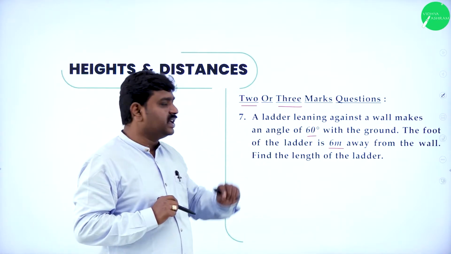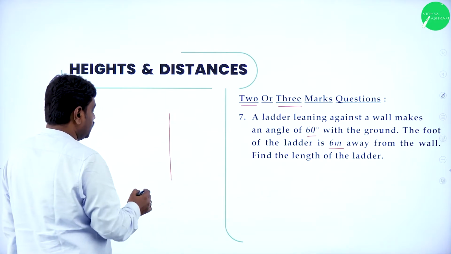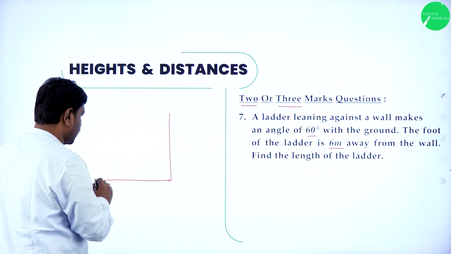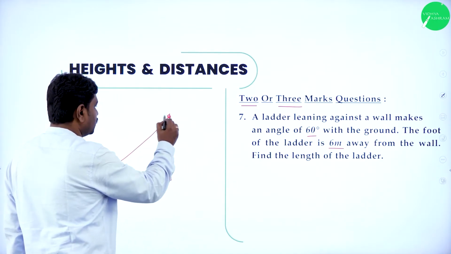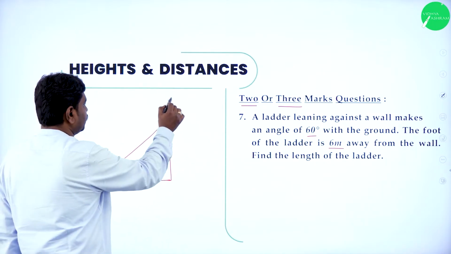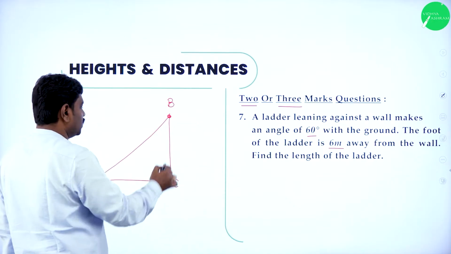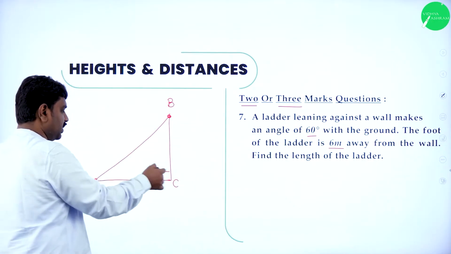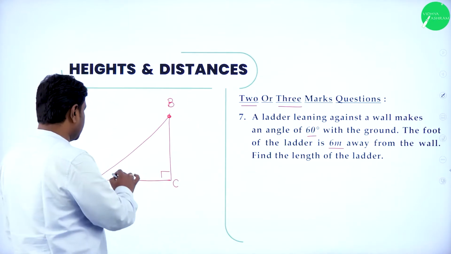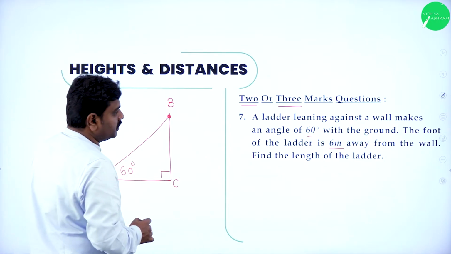They told the ladder is leaning against a wall. So let me draw a wall. Say this is the wall, and leaning against the wall, say this is the ladder. So in the diagram, AB is the ladder, BC is the wall, and you know this is always perpendicular, wall and ground. So AB is the ladder, it is leaning against the wall and it makes 60 degrees, that is what is given.